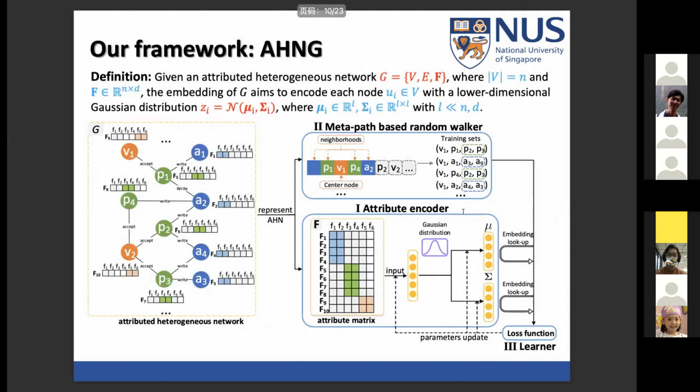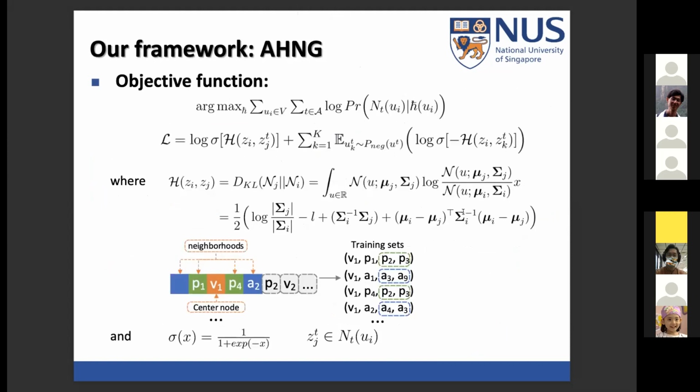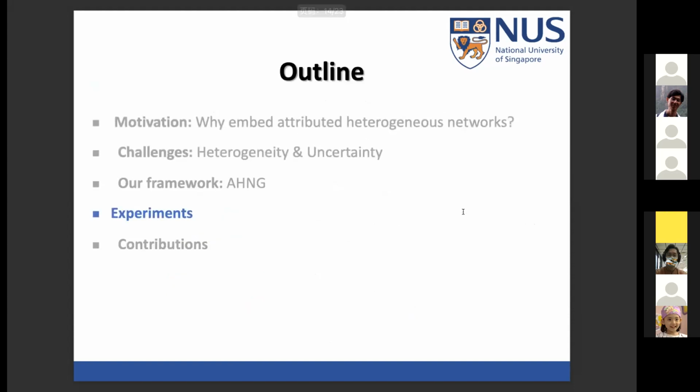Okay. So that's a MetaPath based random walker, and this will capture node structure and semantic information. And the objective function is just simple. It uses a negative sampling strategy. And we use KL divergence to measure the dissimilarity between two distributions. And that's all.